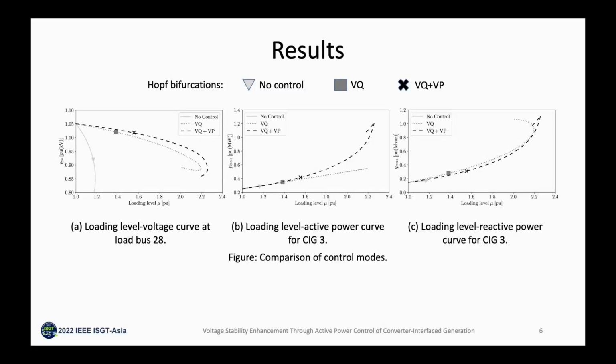Finally, it is worth noting that the VQ-VP control improves the stability margin even if generator and controller dynamics were not taken into account. This is also shown in the first figure, where the saddle node for the VQ-VP control is encountered for a loading level that is higher compared to the no control and VQ control scenarios.